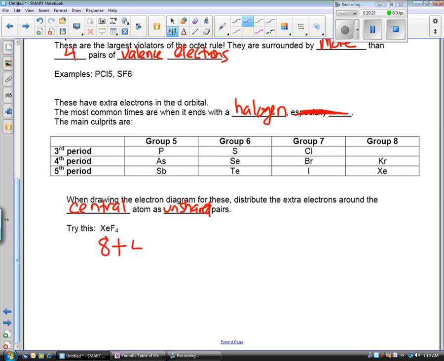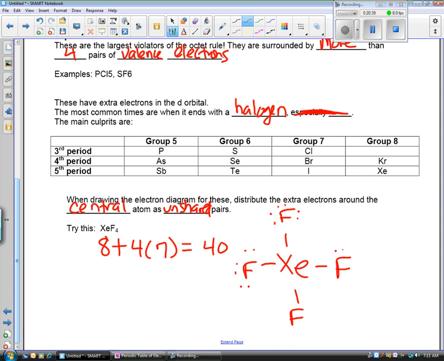So 8 plus 4 times 7. 4 times 7 is 28... 32 and 8 is 40. So you can put xenon, fluorine, fluorine, fluorine, fluorine, right? He's got four around. But looking at this, I only have 32. 2, 4, 6, 8, 10, 12, 14, 16, 18, 20, 22, 24, 26, 28, 30, 32, and I need 40. From 32, we go 33, 34, 35, 36, 37, 38, 39, 40. He has an expanded octet.